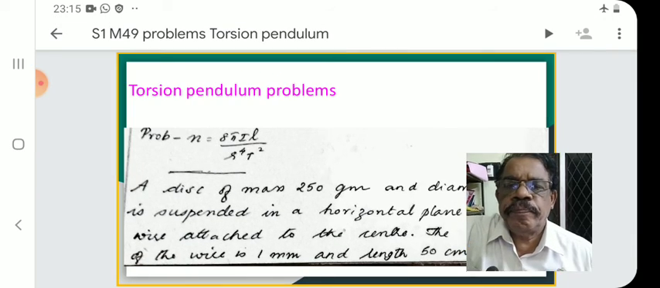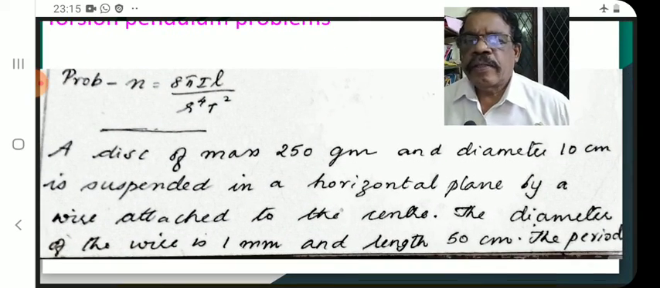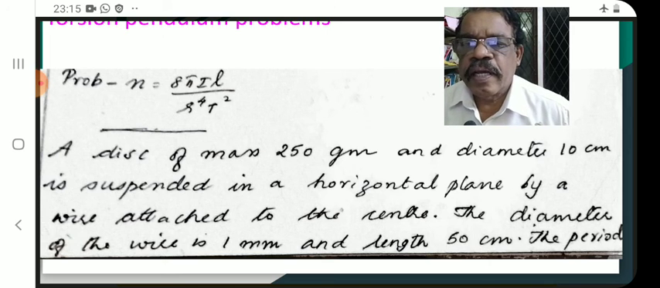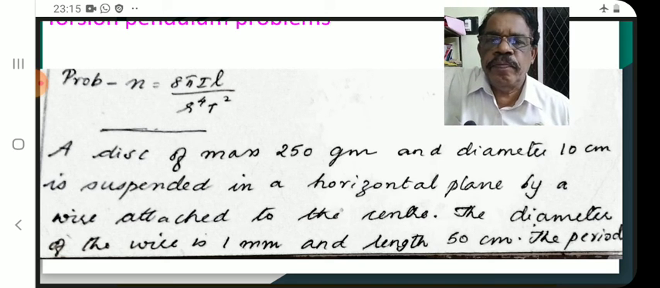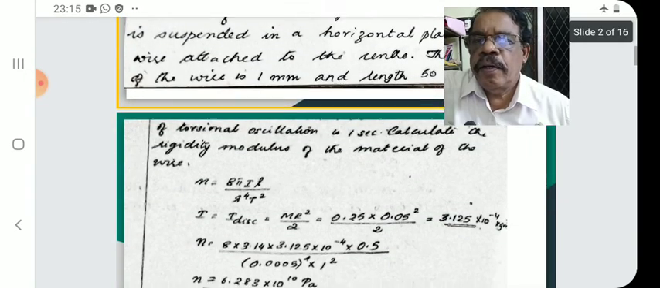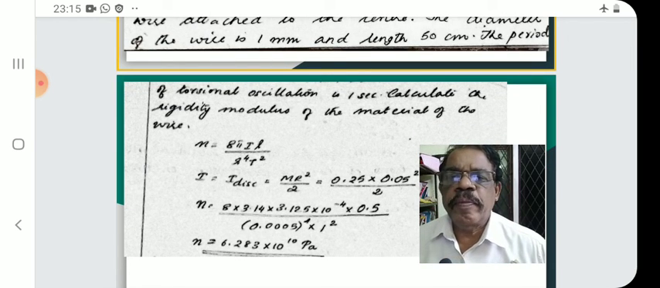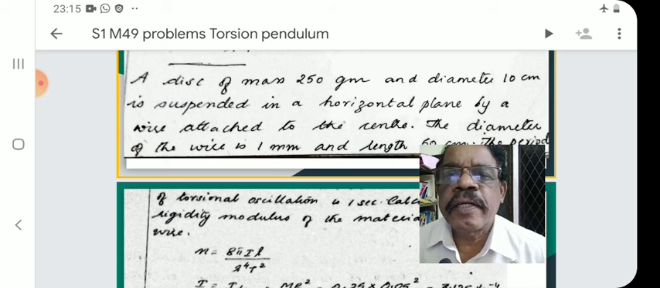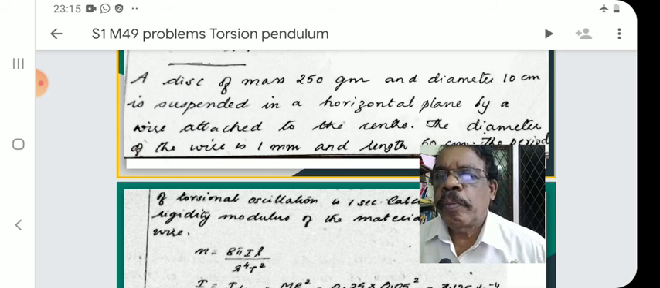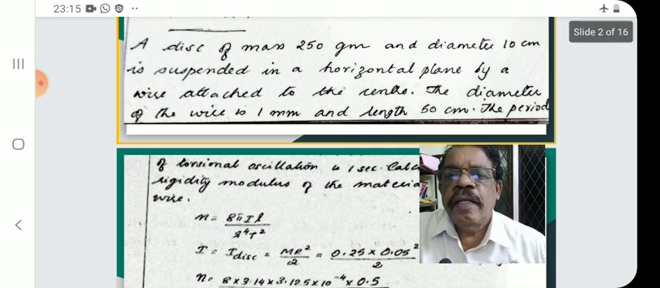So the first problem. A disc of mass 250 gram and diameter 10 cm is suspended in a horizontal plane by a wire attached to the center. The diameter of the wire is 1 mm and length is 50 cm. The period of torsional oscillations is 1 second. Calculate the rigidity modulus of the material of the wire. Read it again: a disc of mass 250 gram and diameter 10 cm is suspended in a horizontal plane by a wire attached to the center. The diameter of the wire is 1 mm and length 50 cm.